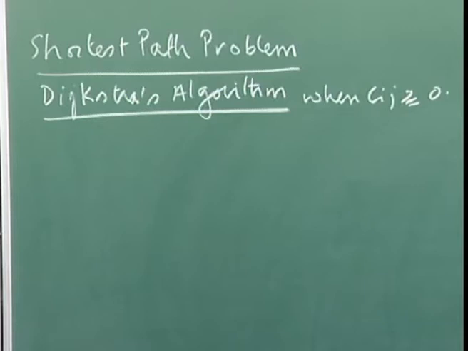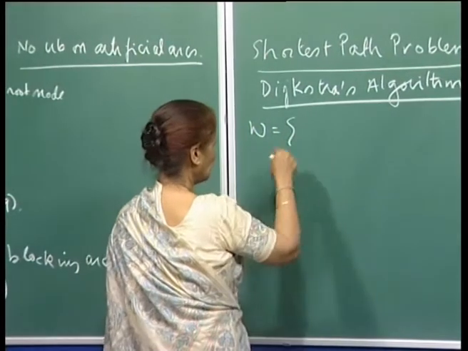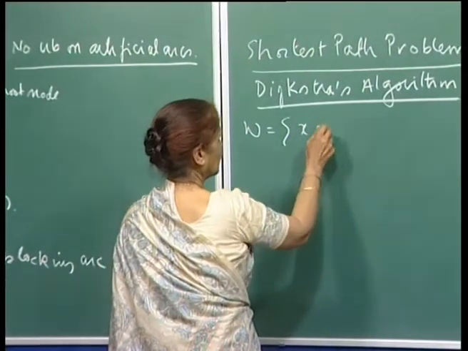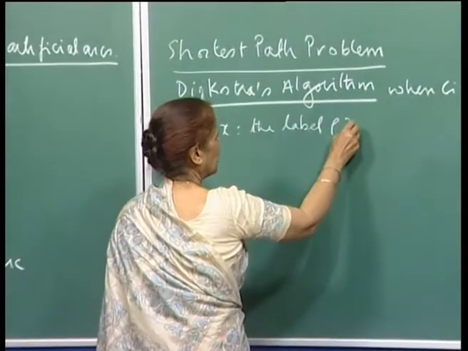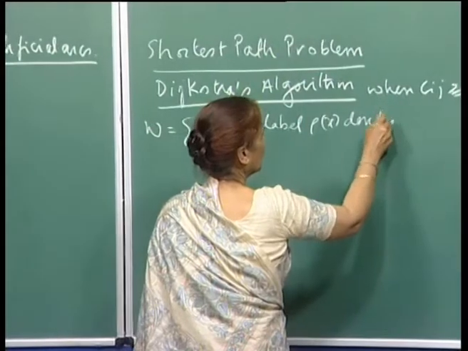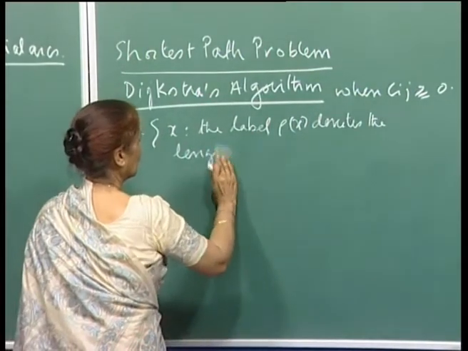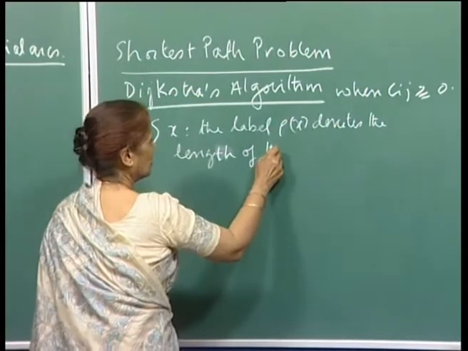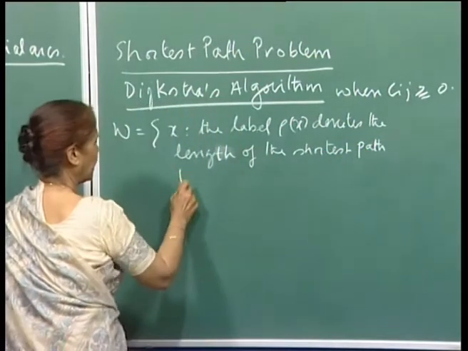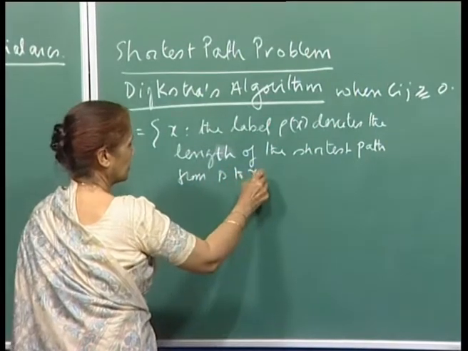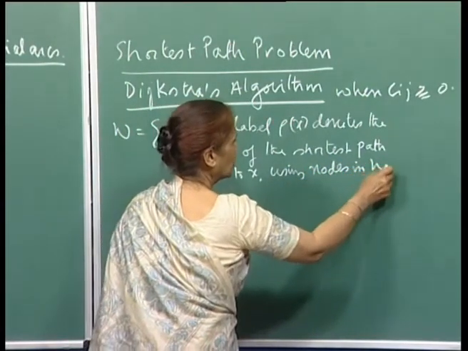Dijkstra's algorithm says that you define a set W as the set of nodes X such that the label rho X denotes the length of the shortest path from S to X using nodes in W only.